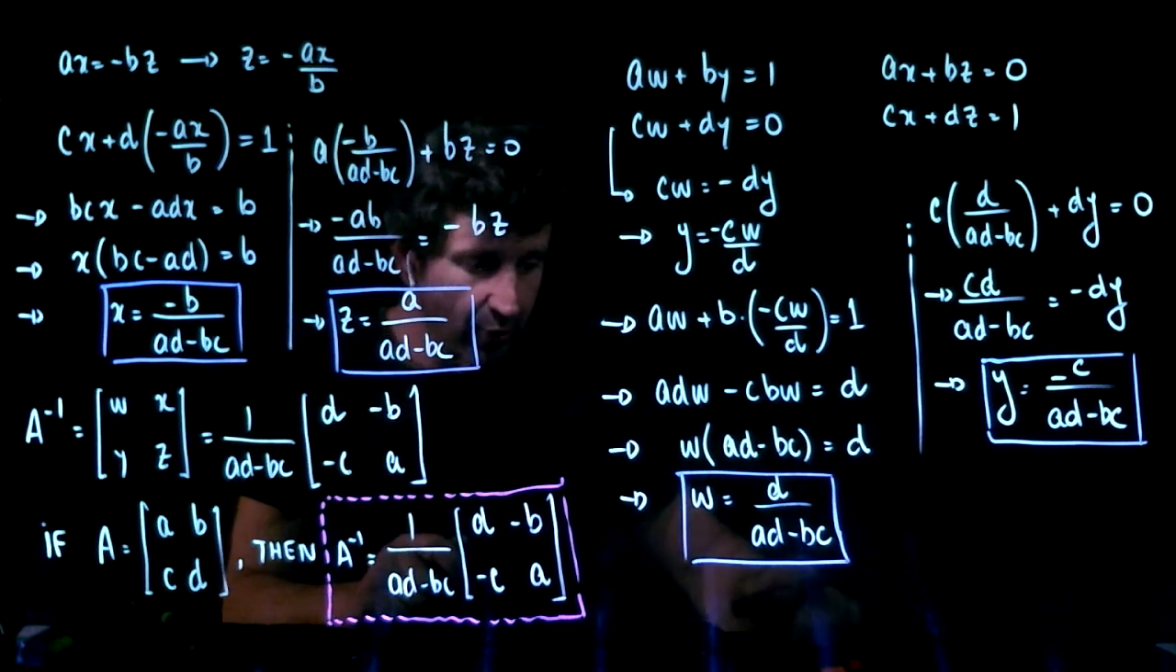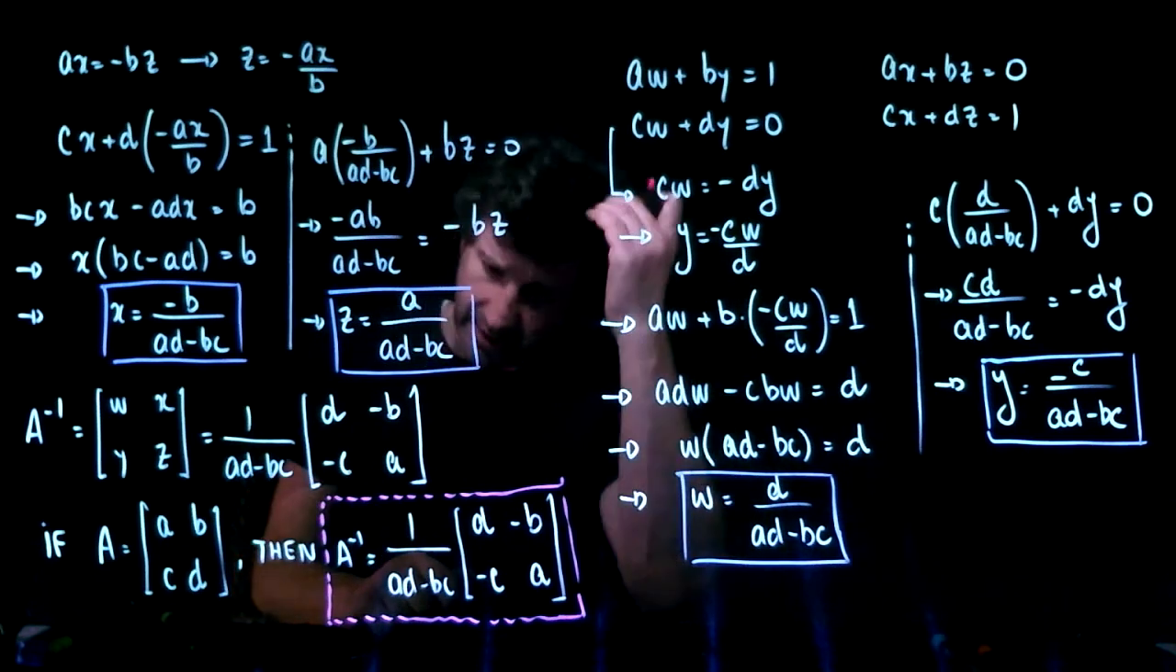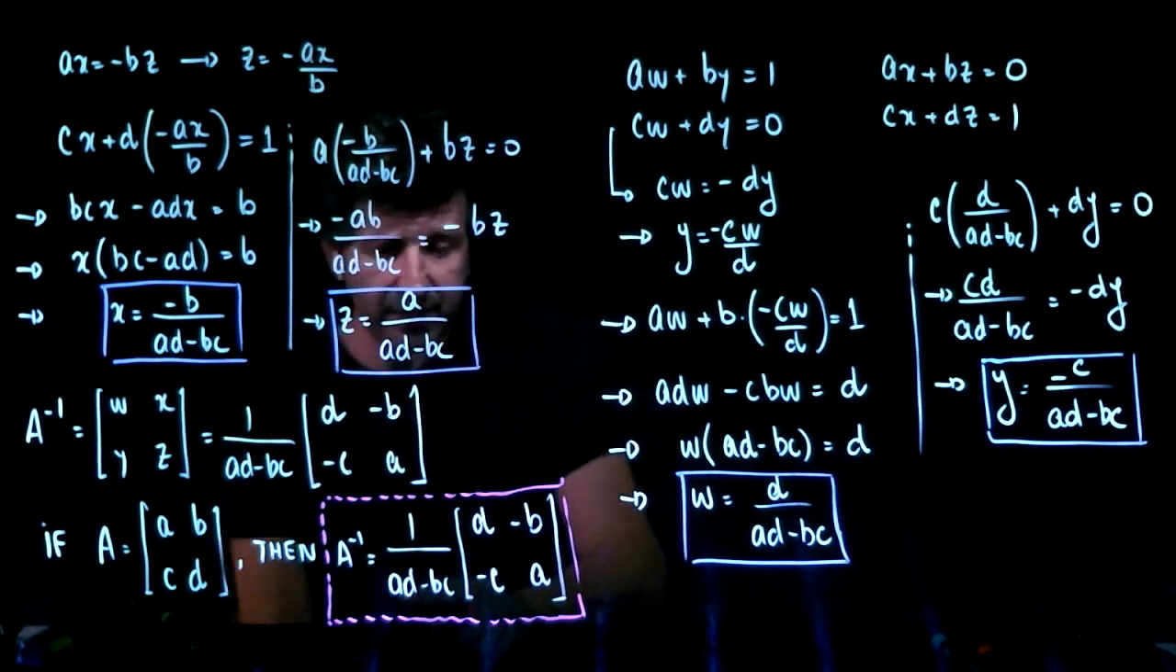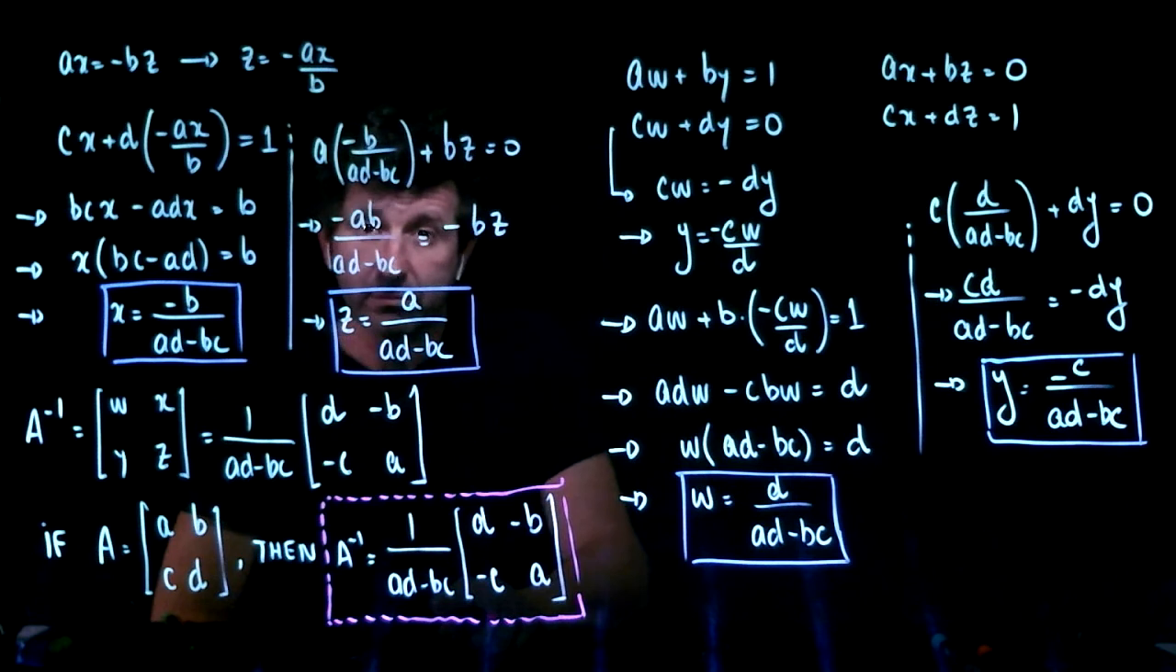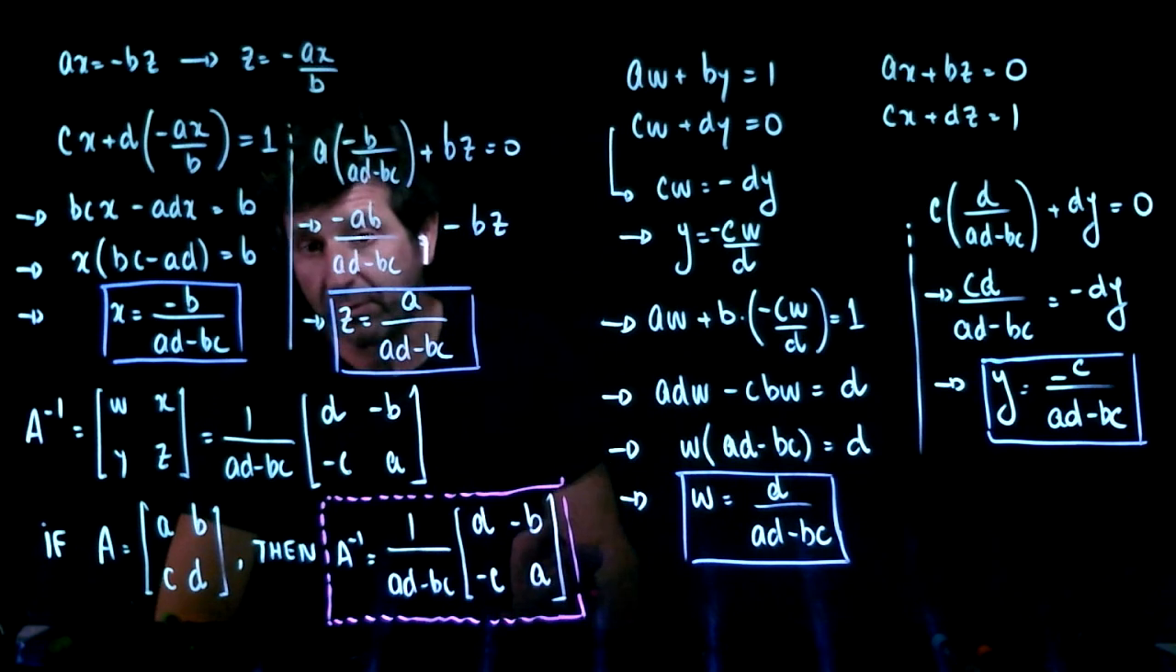Okay, the only problem is that if AD minus BC is 0, then we have a problem because we cannot divide by 0. And so that would mean that the matrix is not invertible. So if AD minus BC is 0, you will never be able to find an inverse.